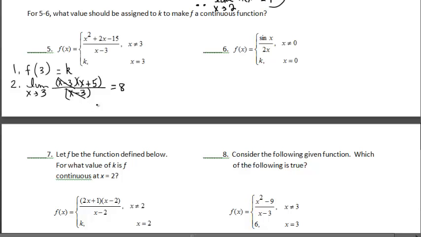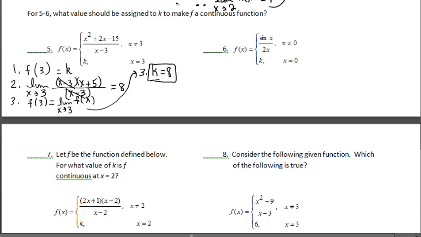So for part 3, yikes. f of 3 must equal the limit as x approaches 3 of f of x. Sorry, things keep disappearing. I'm still in part 3 because I'm just running out of paper here. f of 3 is k, and the limit of the function as x approaches 3 is 8, so we're done. k equals 8.